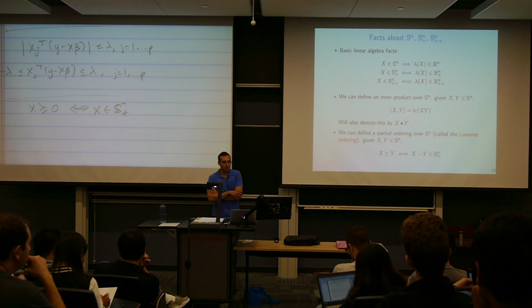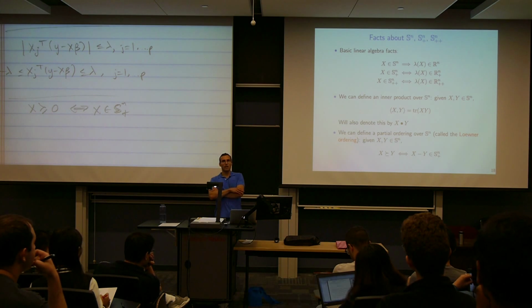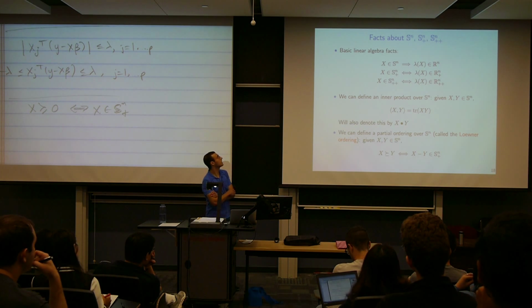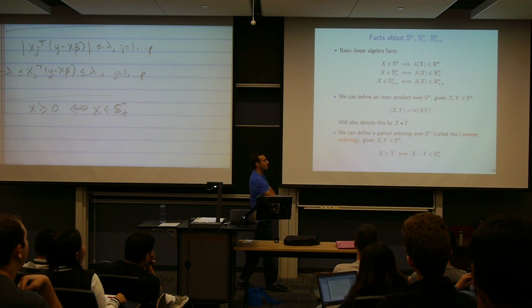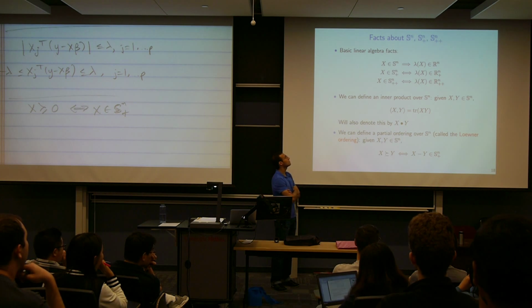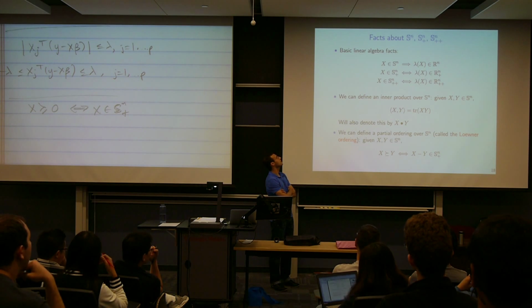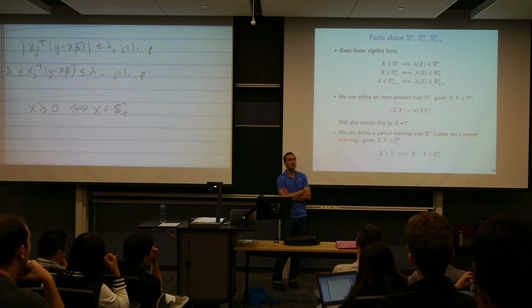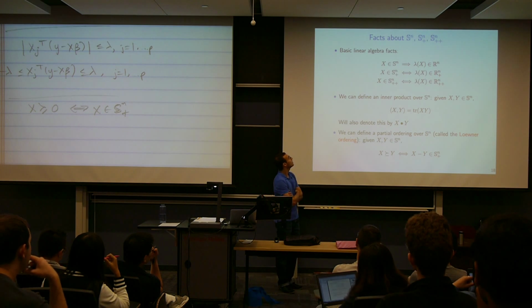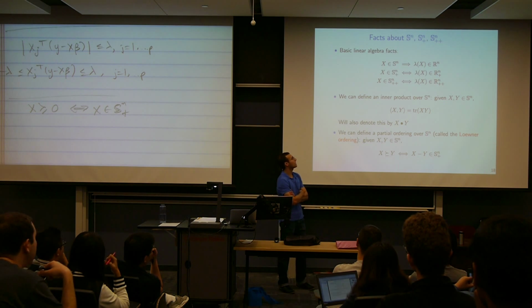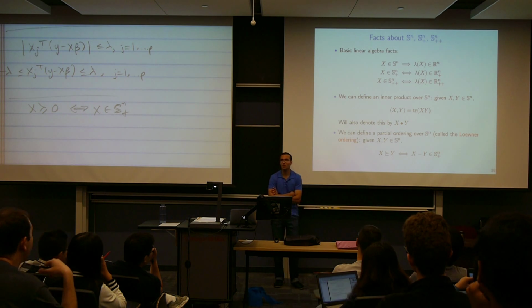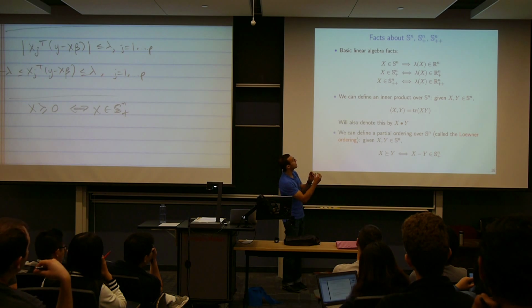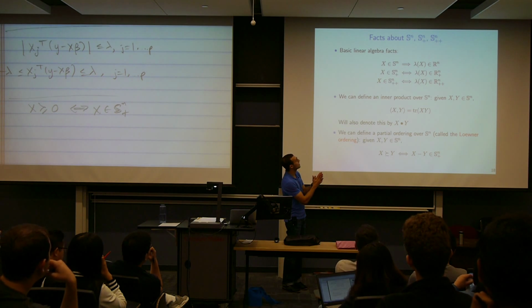So some basic facts from linear algebra. I just said these out loud, but here they are formulaically. I didn't say this one, but this is a basic fact from the spectral theorem for matrices. If a matrix is symmetric, then its eigenvalues are all going to be real. If a matrix is symmetric and positive semi-definite, then all its eigenvalues are going to be non-negative. So we write that as lambda of x is in Rn plus.